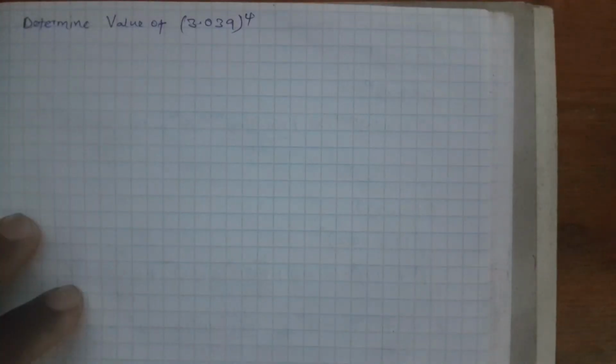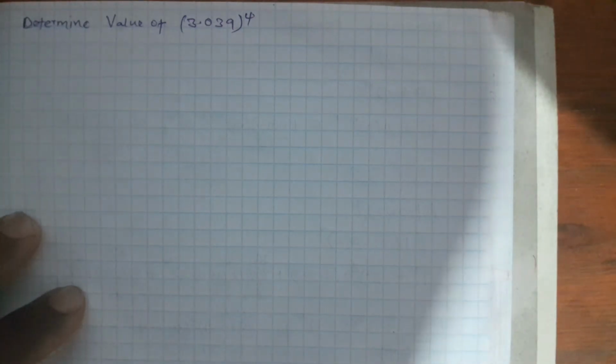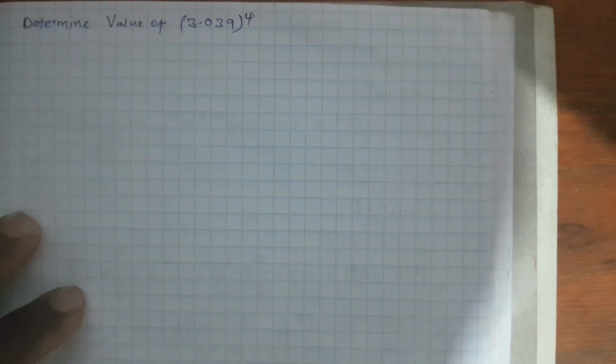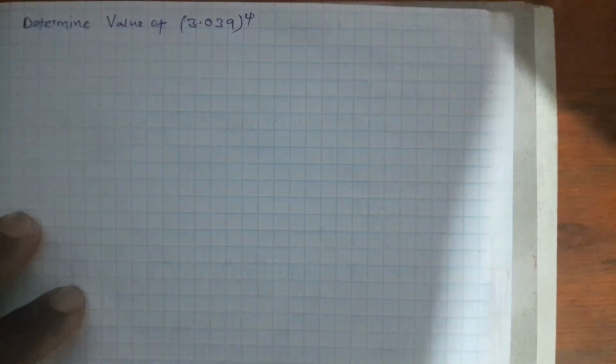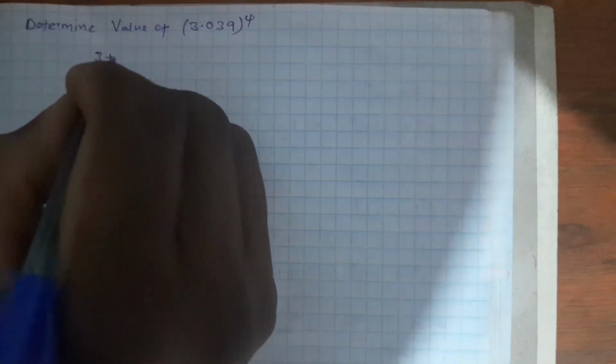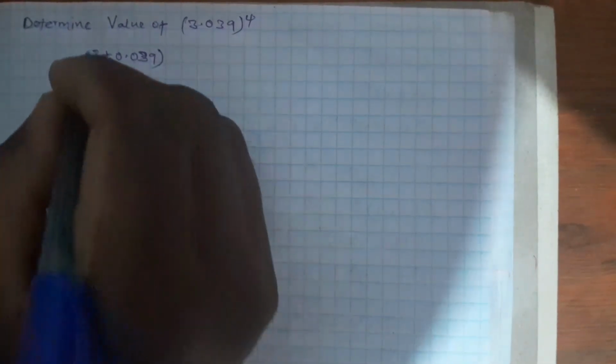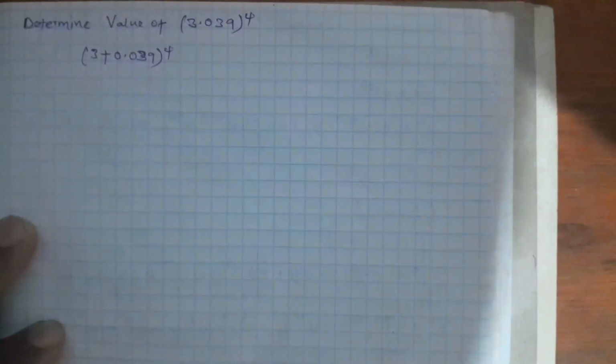Let's look at the third example. In the third example, you have been asked to determine the value of 3.039 raised to power 4. What we want to do is put this in the terms of (a + x) raised to the power of n. First we have 3.039, which can be the same as saying (3 + 0.039) raised to power 4.